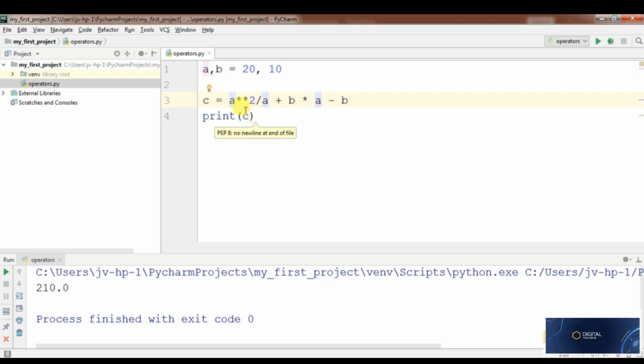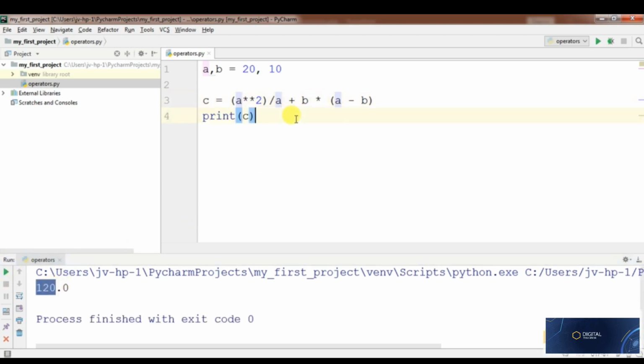Now here we can use brackets to make it more clear, like this. Maybe I don't want to multiply a b into a, I want to do this operation first. Whatever will be the output, using that we will multiply. So we can use parentheses here. You can see the output is changed.